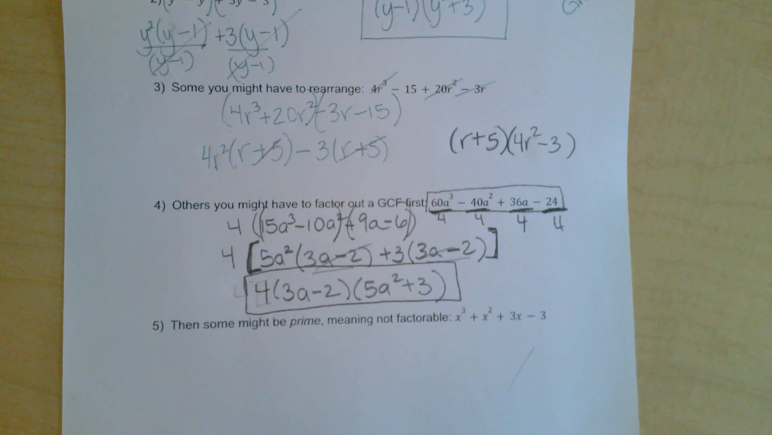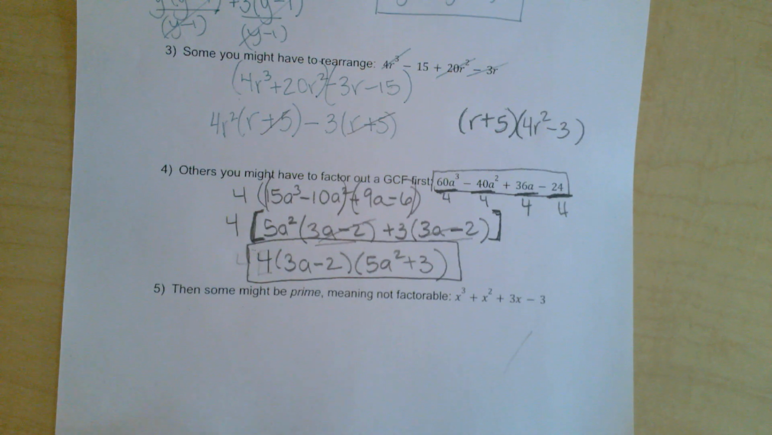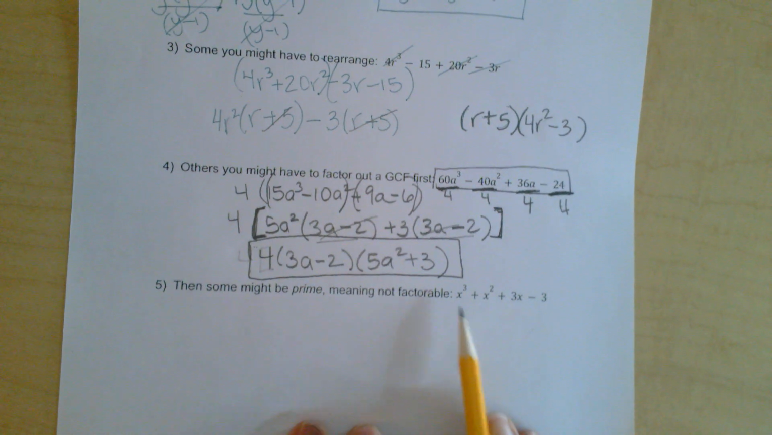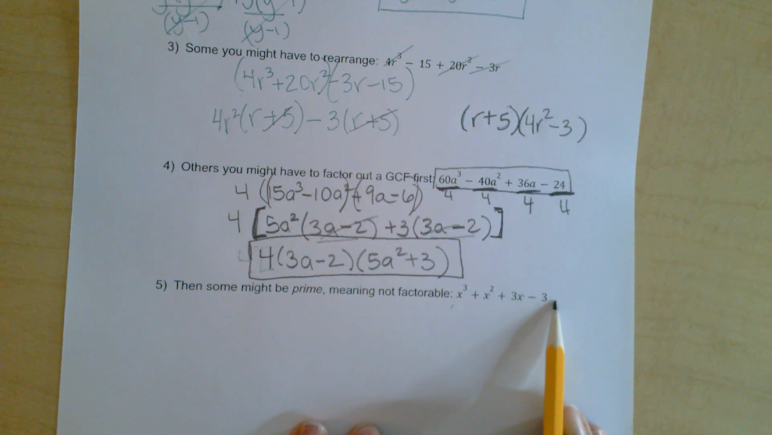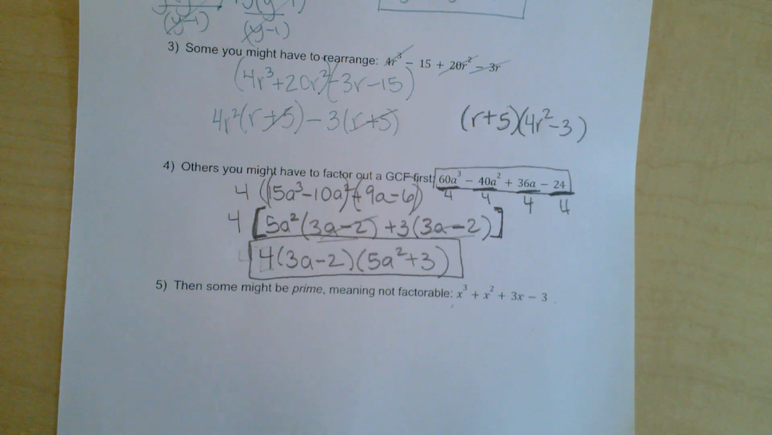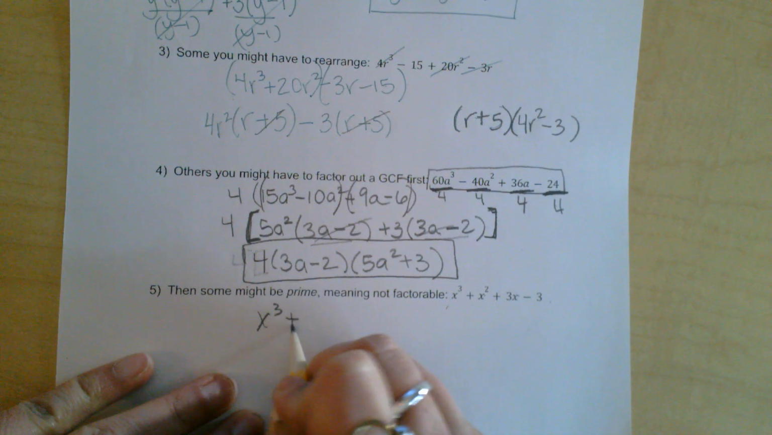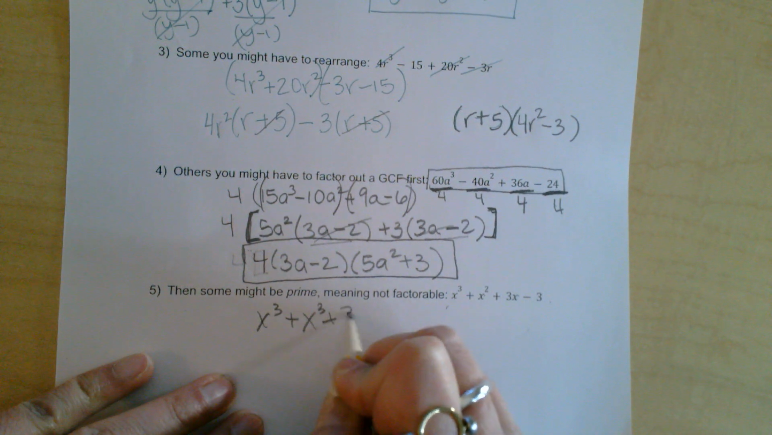All right, and our last one for today. Some of them might be prime, meaning they're not factorable. So let's see what this looks like when we try to factor it. First, are the exponents in decreasing order? 3, 2, 1, and we don't have an x, so none. Perfect. Let's group it now, and I'm going to write it down here, 3x cubed plus 3x.